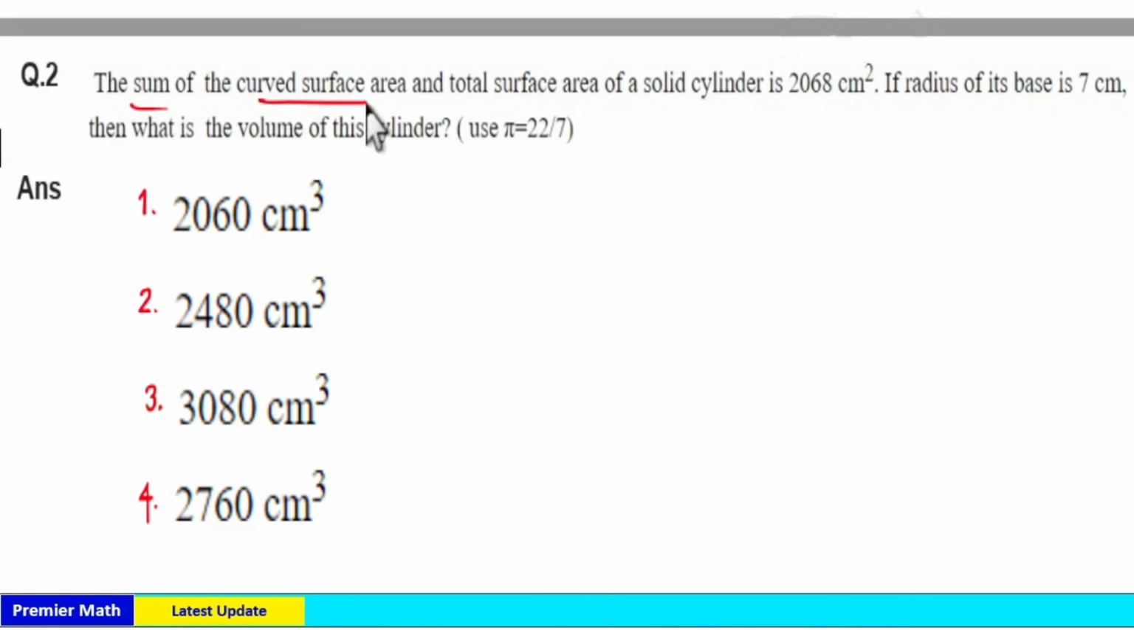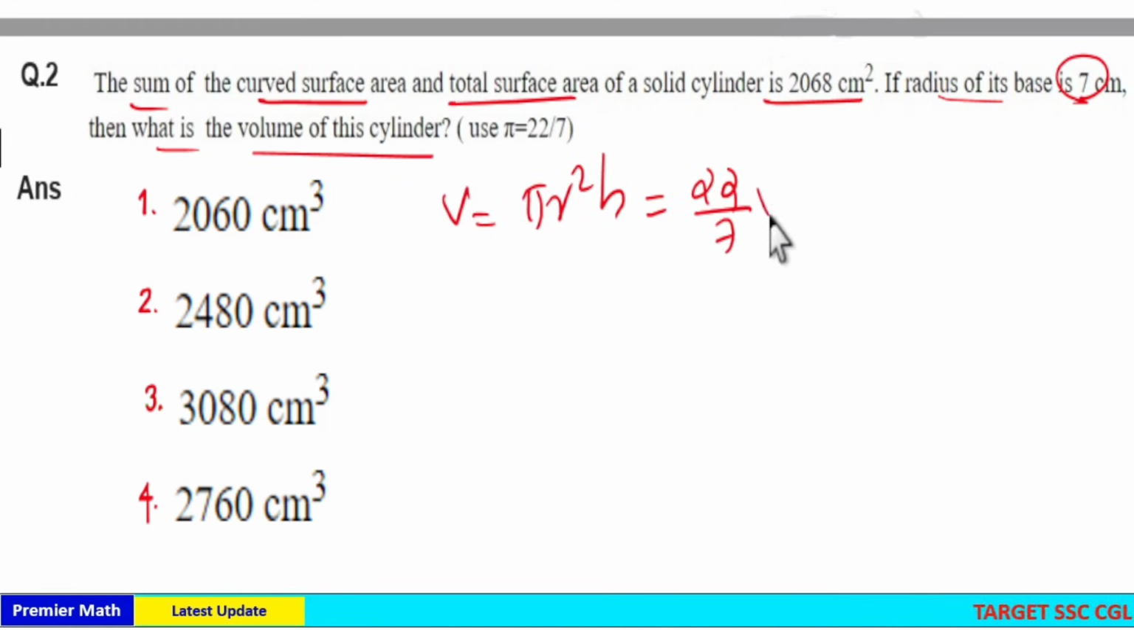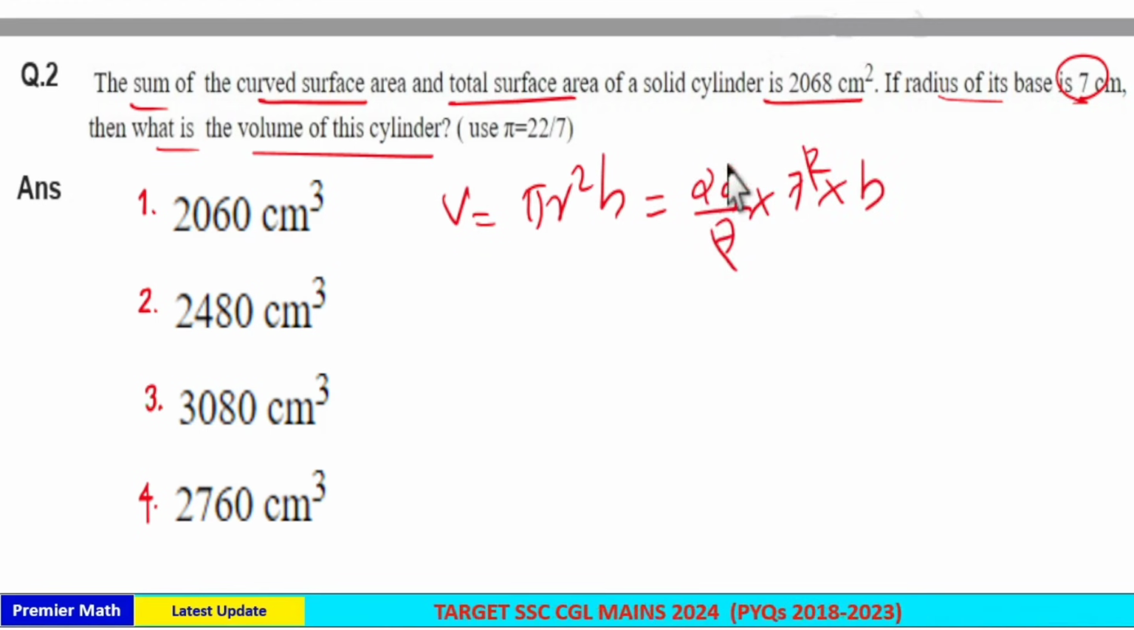The sum of curved surface area and total surface area of a solid cylinder is 2068 cm square. If radius of base is 7 cm, what is the volume of the cylinder? Here volume is equal to pi r square h, which is equal to 22 by 7 into, here radius is 7, so 7 square into h. 7 and 7 cancel. So volume is a multiple of 22 and 7. 22 is a multiple of 11 means volume should be a multiple of 11 here. So check for multiple of 11 in the options.